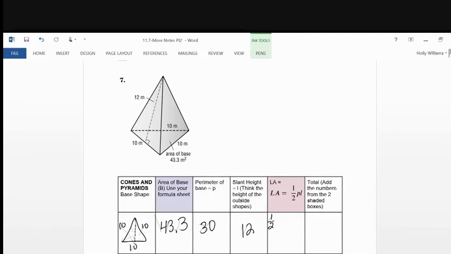1/2, 30. And then slant height is 12. You get 180. Okay. And you got 223.3. Perfect.